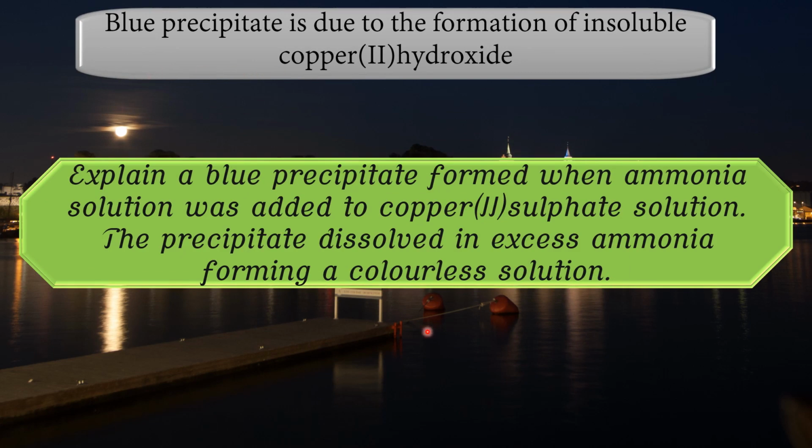The blue precipitate that was formed was due to the formation of an insoluble copper(II) hydroxide. So we had a blue precipitate which was formed when ammonia solution was added to copper(II) sulfate solution. That precipitate that was formed was copper(II) hydroxide. It is the one that formed the blue precipitate.